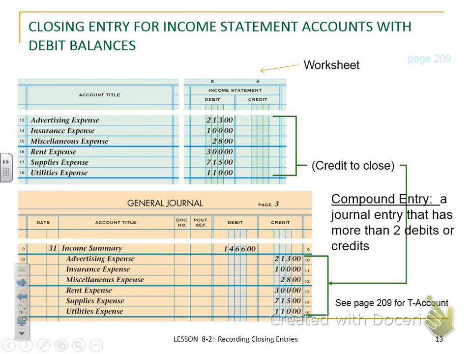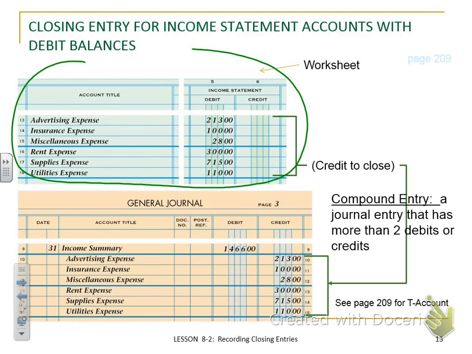Okay? So this is our worksheet right up here, our snapshot of our worksheet. And these are all of our expenses. They're all debit balances. So if we're going to close them out to zero, we're going to credit them, exactly, right. So we're going to do one compound entry. When we're doing an entry, we always do our debits first. So we're going to debit our income summary account for the total of all of our expenses.